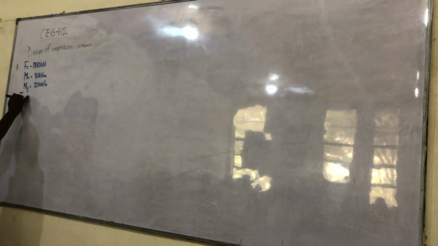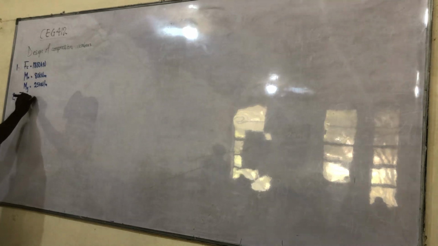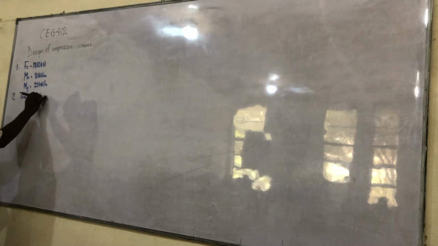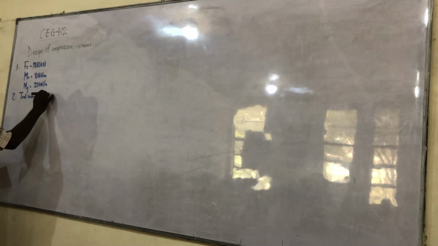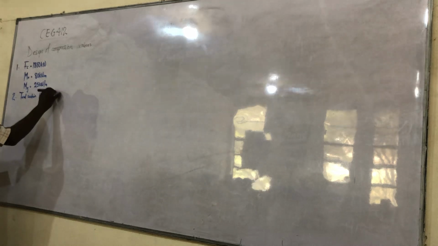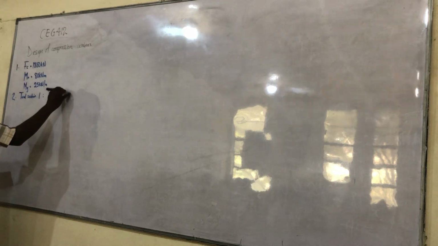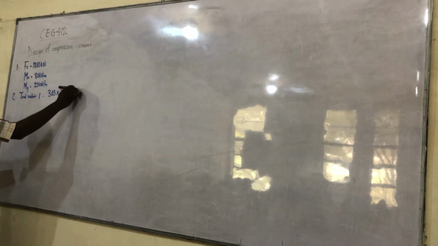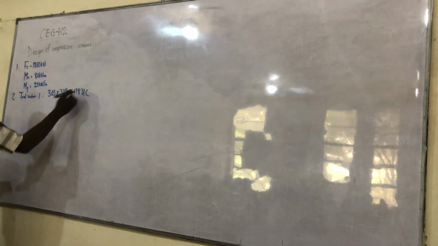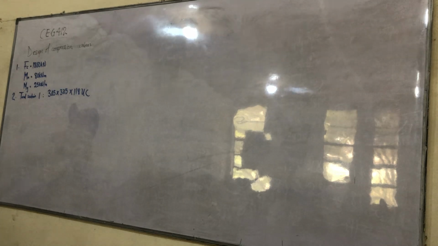So now, trial section one. Trial section one: 305 by 305 by 118. So this is my own trial section. That is going to fail, yes. Now, the classification.